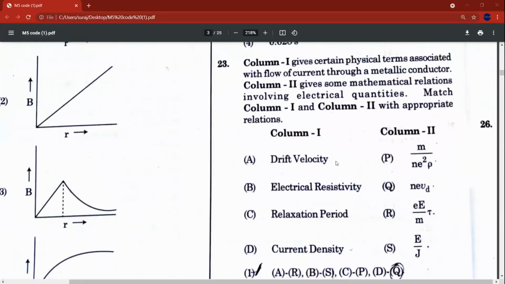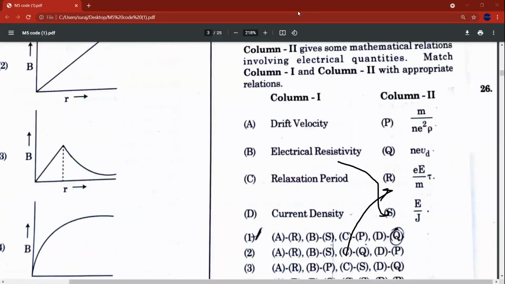Now coming to question 23. 23, again it's an easy question. What is given here? Drift velocity is eE tau by m. A is R. Then electrical resistivity, current density, D is Q. With 2 itself we can find out. A is R, D is Q. 23, option 1.